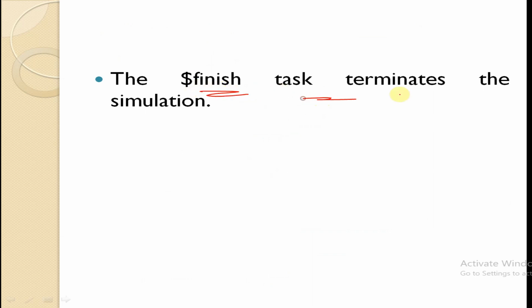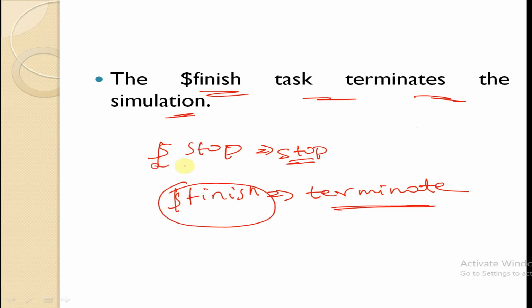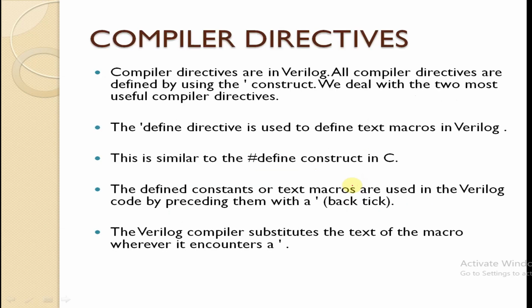And the $finish task terminates the simulation. So these two system functions are also important, and the difference between these two is also very important. So basically $stop is to stop the simulation. It is not finishing the simulation, it is just stopping the simulation, and the designer can debug the simulation. And $finish is to terminate the simulation. The simulation will terminate when we use $finish. So this is the difference between the $stop and the $finish.